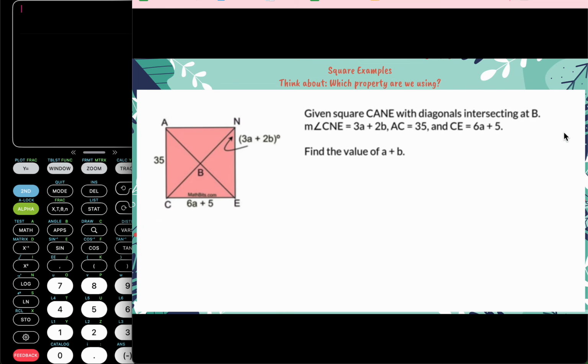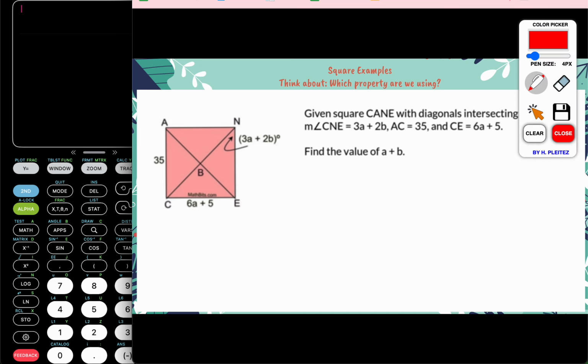So let's just get into 2 examples. We're always going to ask ourselves, what property are we using? So let's get right into it. It says, given square CAKE with diagonals intersecting at B, the measure of angles C and E is 3A plus 2B, AC is 35, and CE is 6A plus 5.